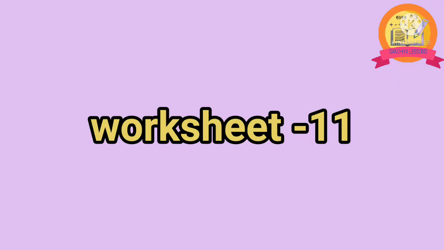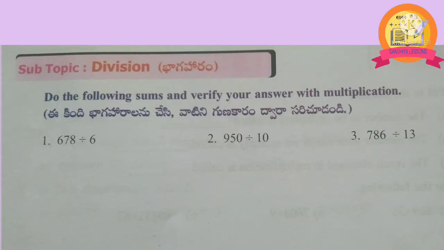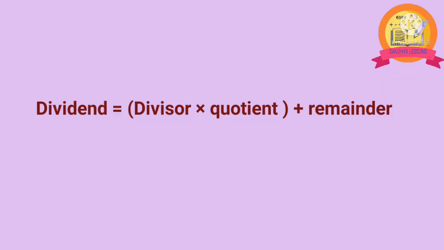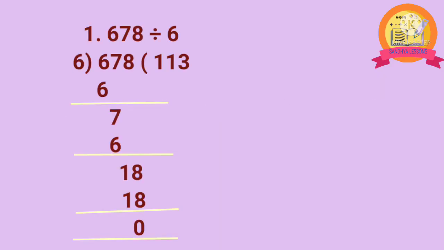Worksheet 11. Do the following sums and verify your answer with multiplication. First, we should divide the given problem and then verify the answer with multiplication. In a division, dividend is equal to divisor multiplied with quotient plus remainder. That is, dividend is equal to divisor into quotient plus remainder. We shall use this formula for verification.